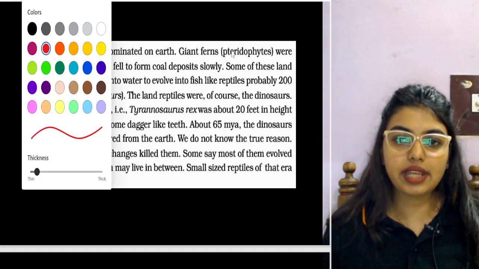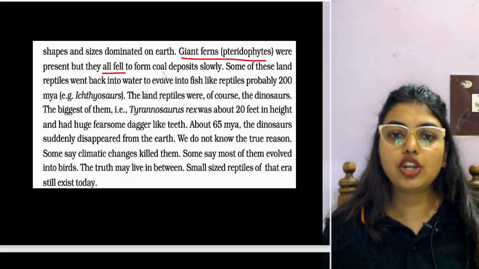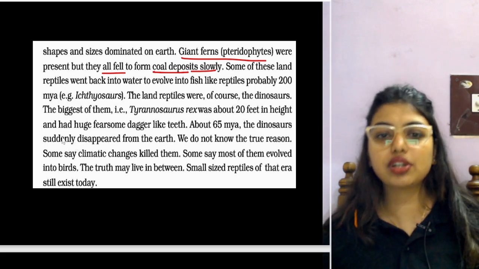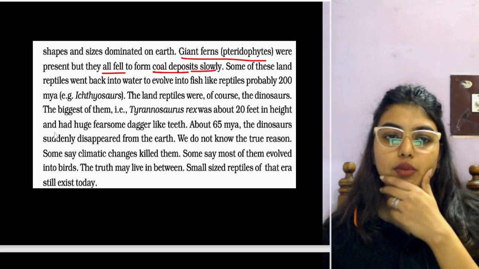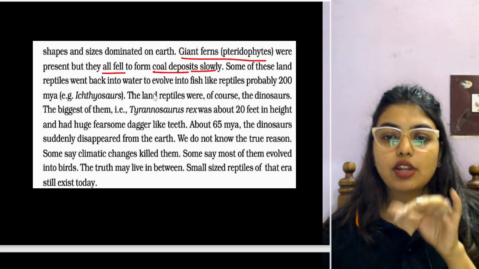Giant ferns, your pteridophytes, were present, but they all fell slowly to form the coal deposits. Some of these land reptiles went back into water, into fish-like reptiles probably 200 million years ago, like your ichthyosauruses. The land reptiles were, of course, the dinosaurs.